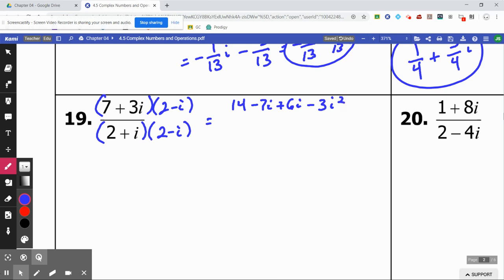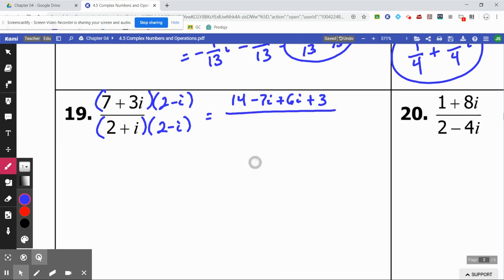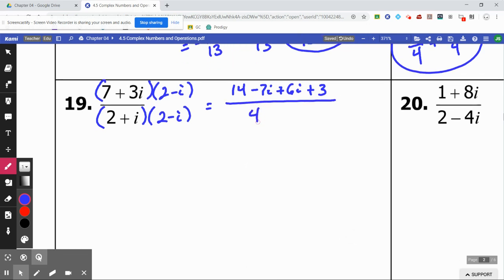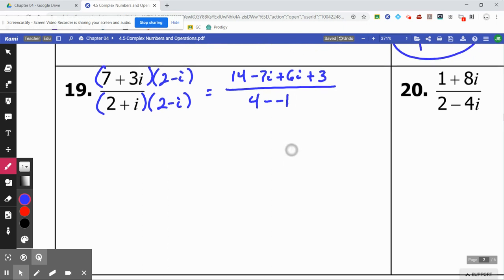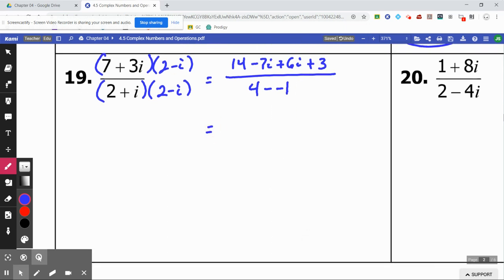And you'll get into the habit of anytime you have an i squared, you can go ahead and change that sign to a positive 3. The bottom, 2 times 2 is 4. Since they're conjugates, you can then go to i times i squared, which is a negative i squared, which is negative negative 1. And as soon as you see that i squared, you can go ahead and replace it. So on top, let's do the real parts first. 14 and 3 is 17. Negative 7 and 6 gives you a negative 1i.